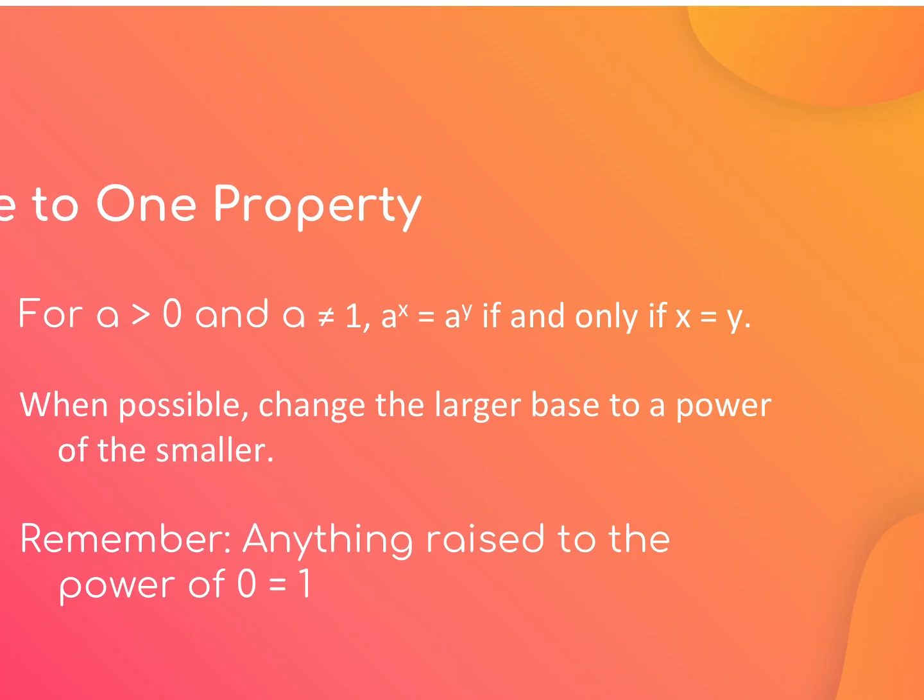If I have something like 2 to the third power is going to equal 2 to the x power, notice that the base in both of these expressions is 2. If they both have a base of 2, essentially what we can do is sort of cancel out the bases, and then you end up with an equation 3 equals x.